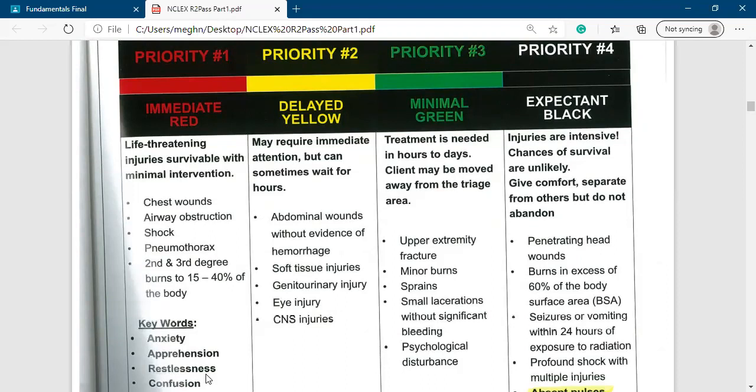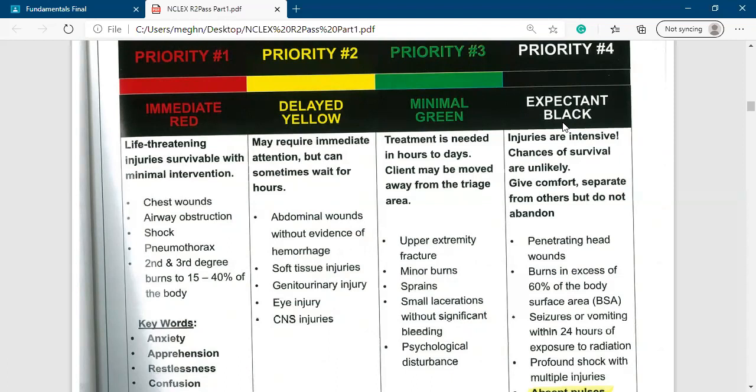And the last one is class 4. Class 4 is the black tag, right? Class 4 is the black tag, meaning expectant. It means the patient, whatever you do, will die. The patient's condition is really bad. Expectant, die. So class 4 or black tag, expectant and allowed to die.